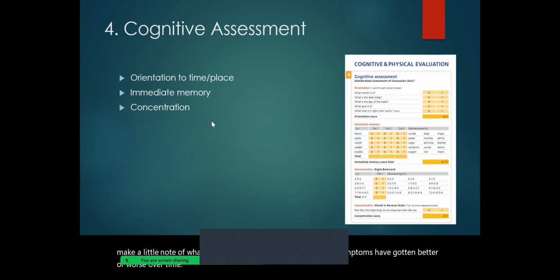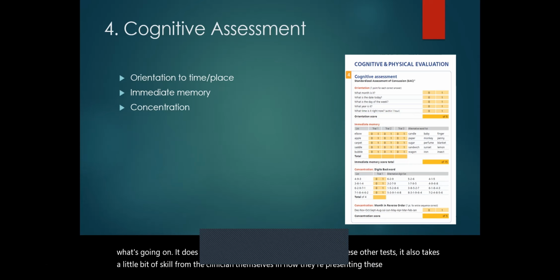Part 4, this is our cognitive assessment. So really trying to use your brain and think through what's going on. It does take some concentration, but just like all these other tests, it also takes a little bit of skill from the clinician themselves in how they're presenting these questions. So orientation to person, time, and place, again, that's our SAC testing, or standardized assessment of concussion. That's one of those things built into the SCAT.